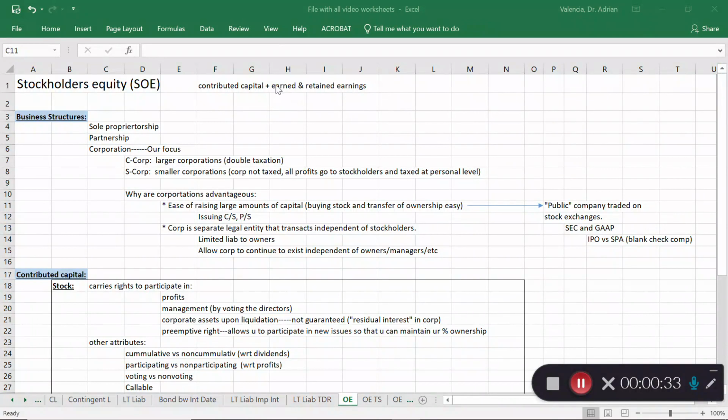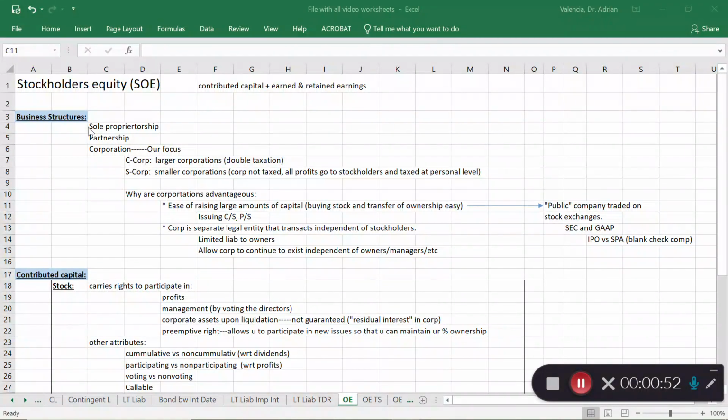Because the company, as it earns money, could also choose to distribute those monies as a dividend, right? So what we refer to as stockholders' equity is both the combination of what has been contributed from the investors plus what the company has earned and retained in earnings.